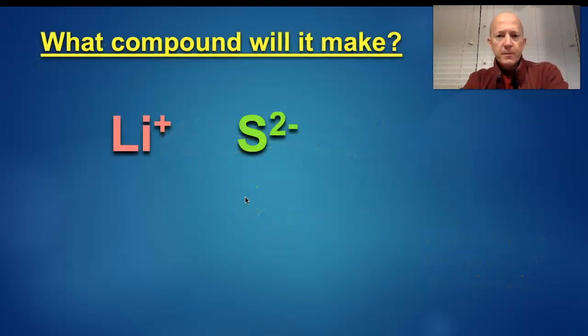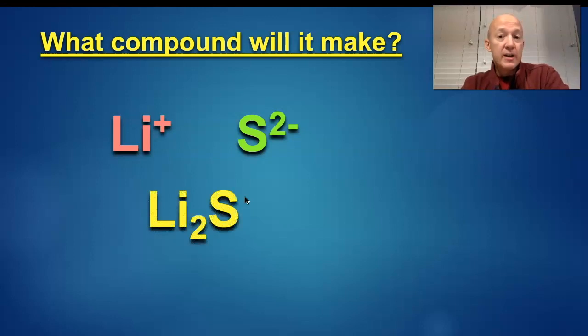All right, here's one for you. We have lithium with a +1 charge. It's from group 1. And sulfide. It's in group 16 and it has a -2 charge. What kind of compound will this make? See if you can swap and drop and figure it out.